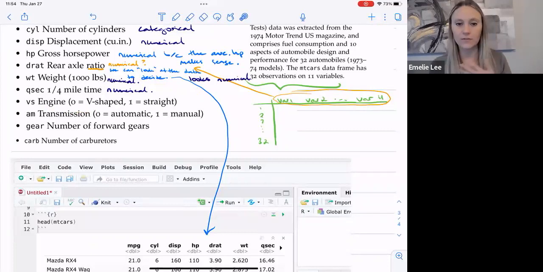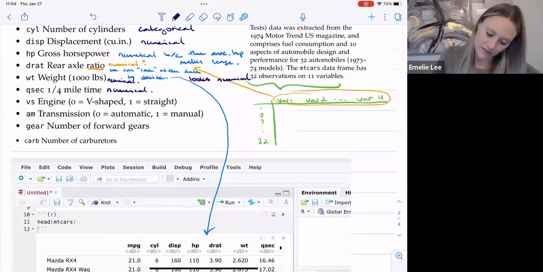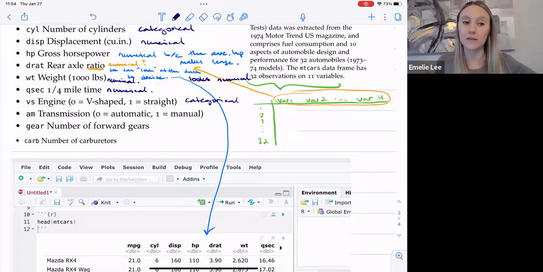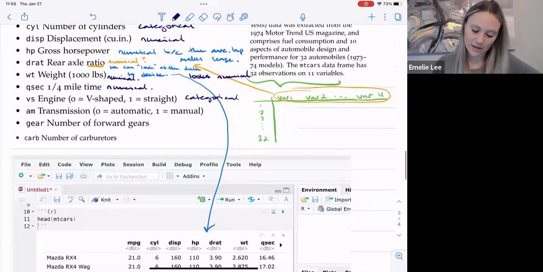The engine type is indicated this way, and it's called an indicator variable or a dummy variable. 0 means it's V-shaped and 1 means it's straight. Because we have these categories, of course it's categorical, despite having numbers in there. We use that a lot. For the number of cylinders it's not as obvious, but it does happen, so keep that in mind.